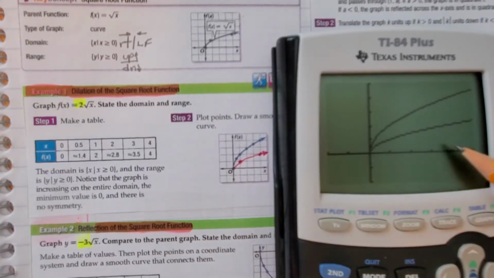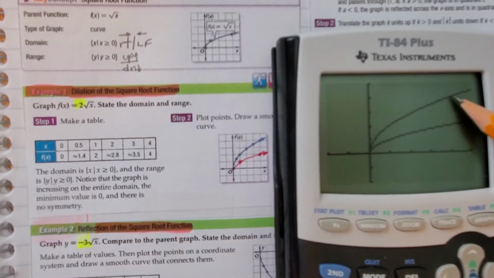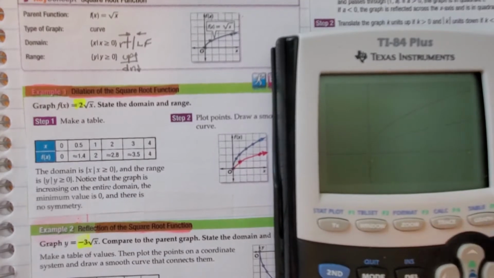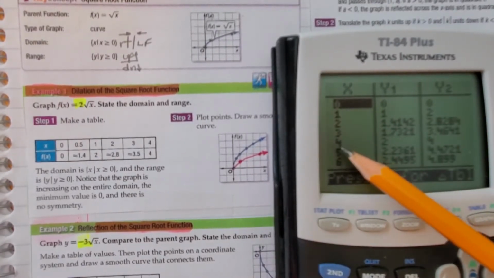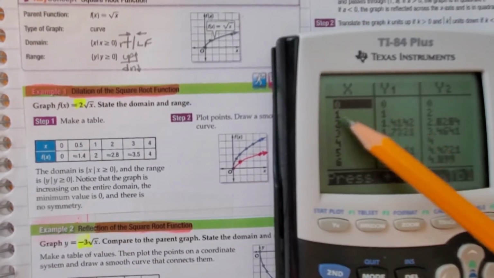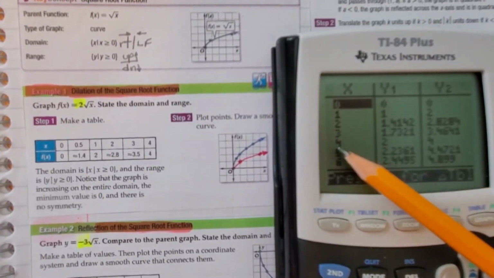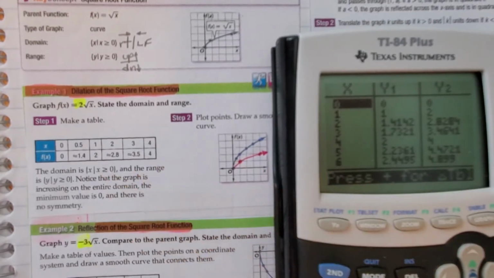I'm sorry, 4, 2 for the parent function, and 4, 4 for the 2 square roots of x function. So if I look at the table, that's exactly what I see. 0, 0 for both. And then I come down here, where's the next perfect square? Square root of 1 is 1. So I'd have 1, 1, and then 1, 2. And then the next square root is square root of 4. So square root of 4, I get 4, 2 for the parent function, 4, 4 for this function.